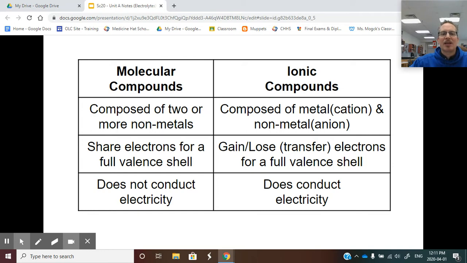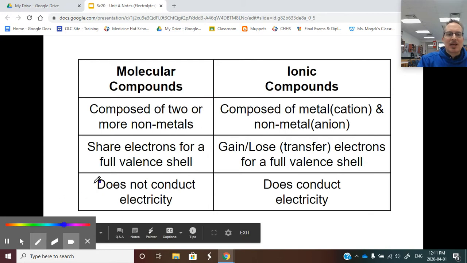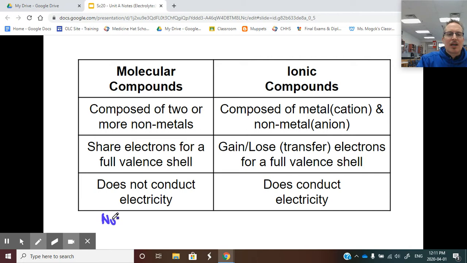And secondly, molecular compounds do not conduct electricity. The reason they don't conduct electricity is molecular compounds do not break into ions. They stay together as molecules. So if I'm thinking about this, I would say that a molecular compound would be a non-electrolyte.